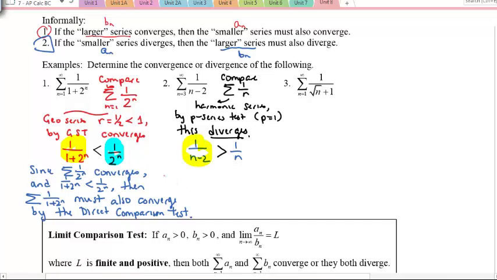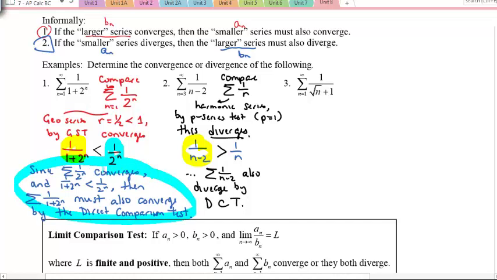So once again, I can write that whole blurb again, but I'm just going to simplify this. I'll say because the 1 over n minus 2 is bigger than, I know that the sum of 1 over n minus 2 also must diverge by the direct comparison test. So I simplified the wording a little bit. The wording for number 1 in blue here is much, much better and more accurate, but I'm just trying to be efficient with my time and your time. Okay?